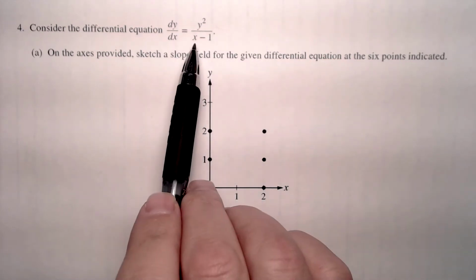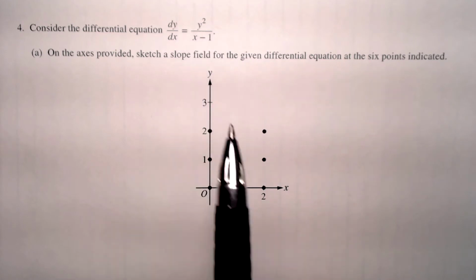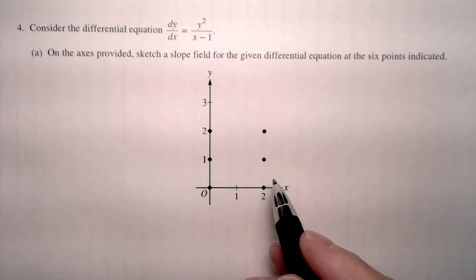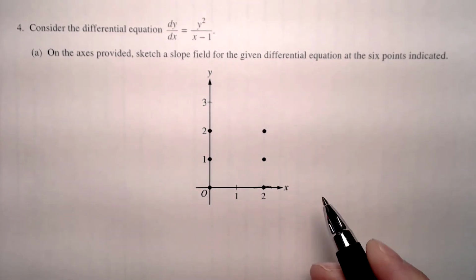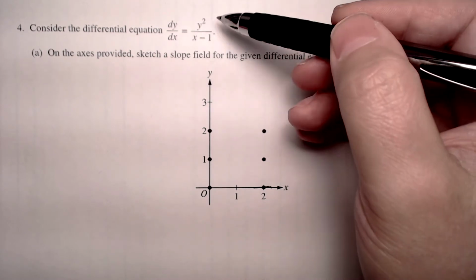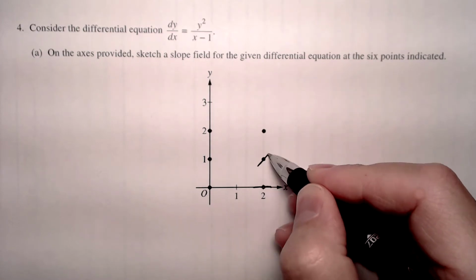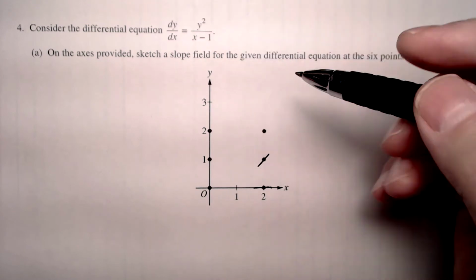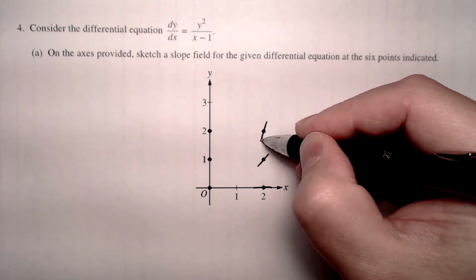Let's calculate first for the points x equal 2. So x equal 2 gives us x minus 1 equal to 1, which is our denominator, and so let's calculate the numerator. y equals 0: 0 over 1 gives us 0 slope. 1 over 1 gives us a slope of 1, so this is how the slope field will look at that point. And then 2 squared over 1 gives us a slope of 4, so this slope looks like this.